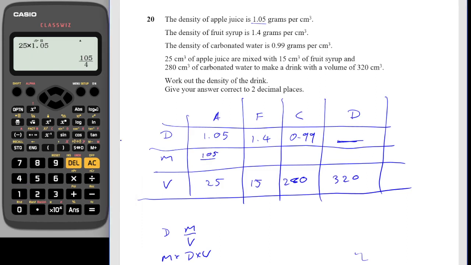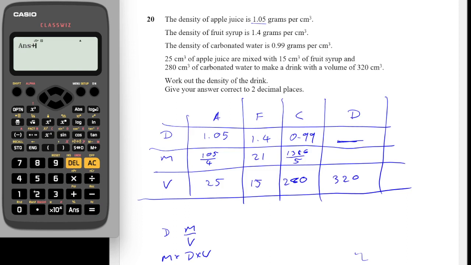So 25 times by 1.05 is going to be equal to 105 over 4. 15 times by 1.4 is going to be 21. 0.99 times by 280 is going to be 1386 over 5. I'm just double checking my first value.